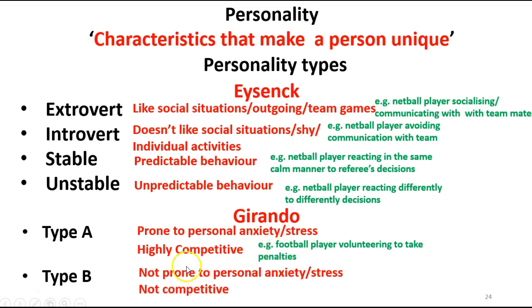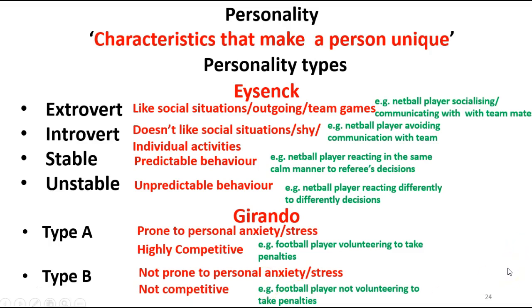Type B, okay, so obviously flipping it over, not prone to personal anxiety or stress, and they are not competitive or very uncompetitive. So, for example, it might be that a football player not volunteering to take penalties. Okay, or it could be a long distance runner only running for fun, not entering any races. So anything you want to do in there, there are your examples.